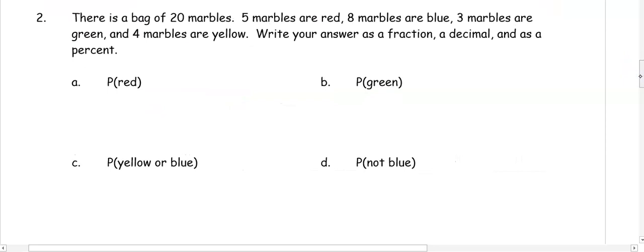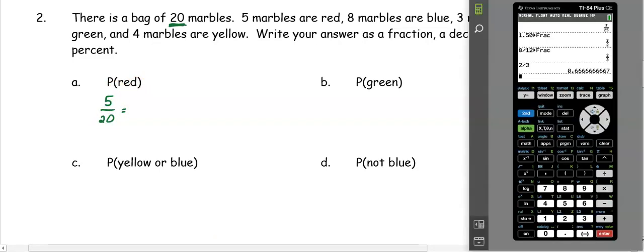Number 2, there's a bag of 20 marbles. So this is how many total marbles there are. 5 are red, 8 are blue, 3 are green, and 4 are yellow. Write the probability as a fraction, decimal, and a percent. So what's the probability that it is red? Well, there are 5 red out of 20 total marbles.